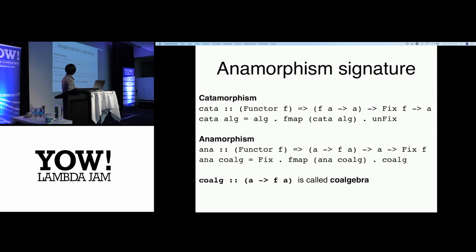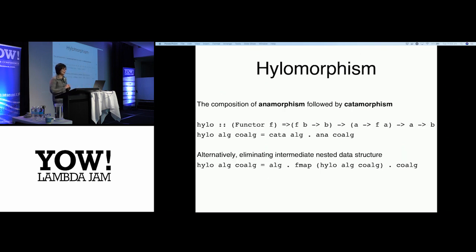And here is the structure. You can see it's almost the same as cata, but now you unfold it to a paper. That means A to Fix of F. And also the non-recursive function now is A to FA. It's just the reverse order of the cata function. And there's a name for this non-recursive function A to FA. It's called coalgebra. And one of the purposes of anamorphism is for another thing called hylomorphism.